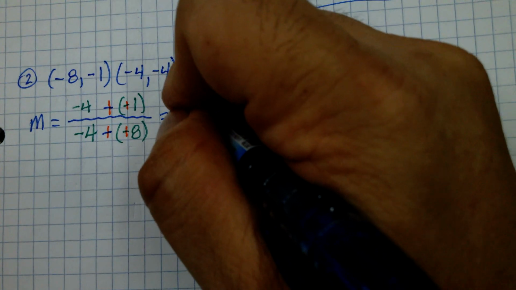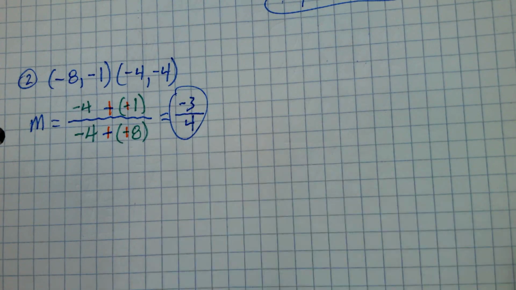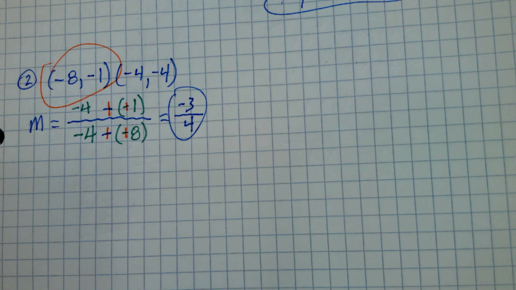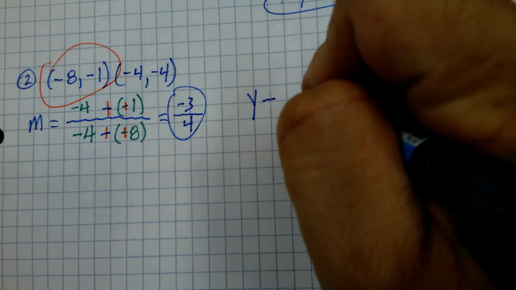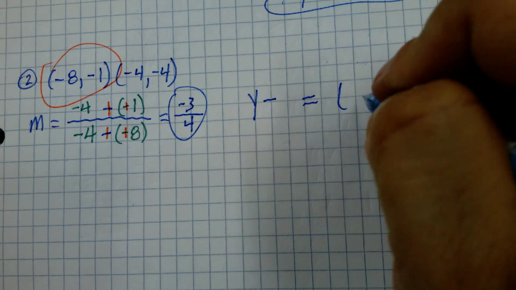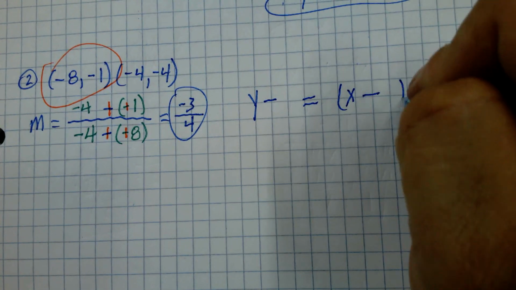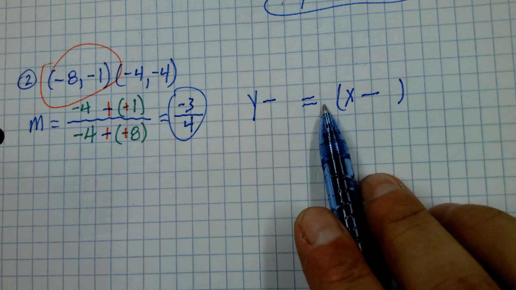Okay. Now, we're going to take this slope and let's use this one, negative 8, negative 1. We're going to plug that into point slope. So we're going to do y minus space equals space times parentheses x minus space close parentheses. Okay, let's fill in these spaces with our numbers.